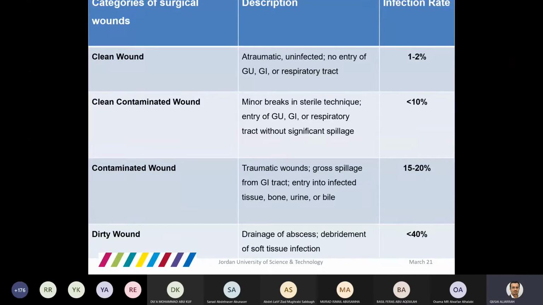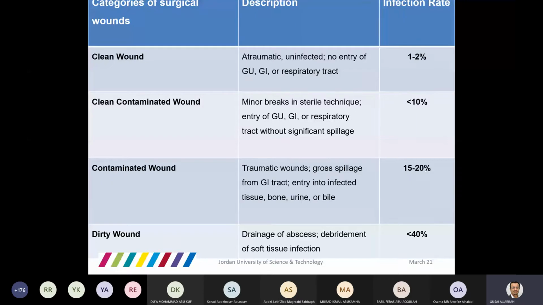Now contaminated wounds is traumatic wounds with gross spillage from the GI tract. For example, someone with intestinal obstruction, I'm doing an operation on the intestine for resection, and we have spillage of stool. This is a contaminated wound. Dirty wounds are any wounds involving an abscess. So if there's any abscess, let's take the appendix as an example. The appendix can range from a clean contaminated wound to a dirty wound depending on the phases of appendicitis.